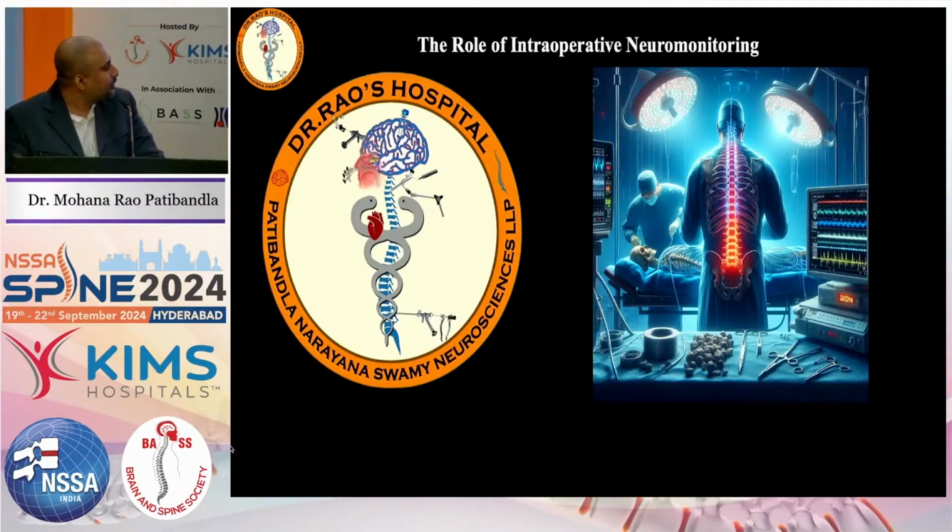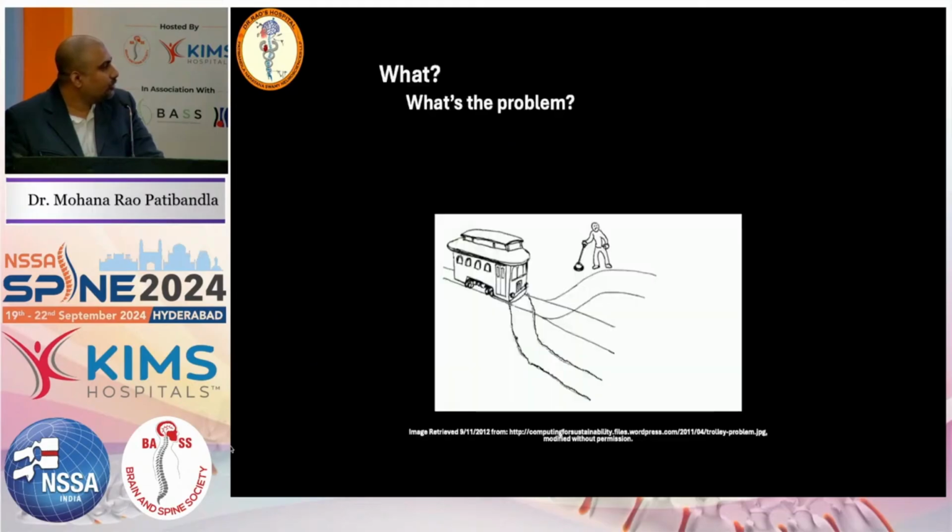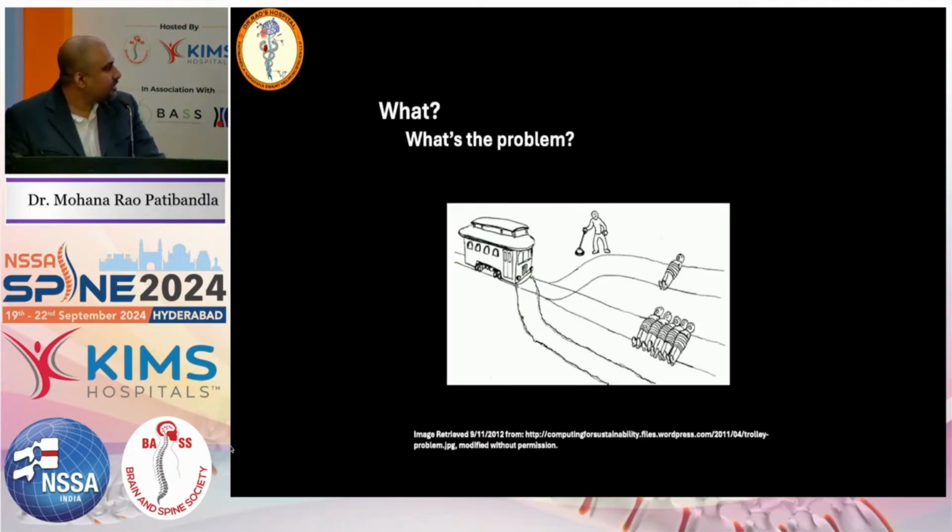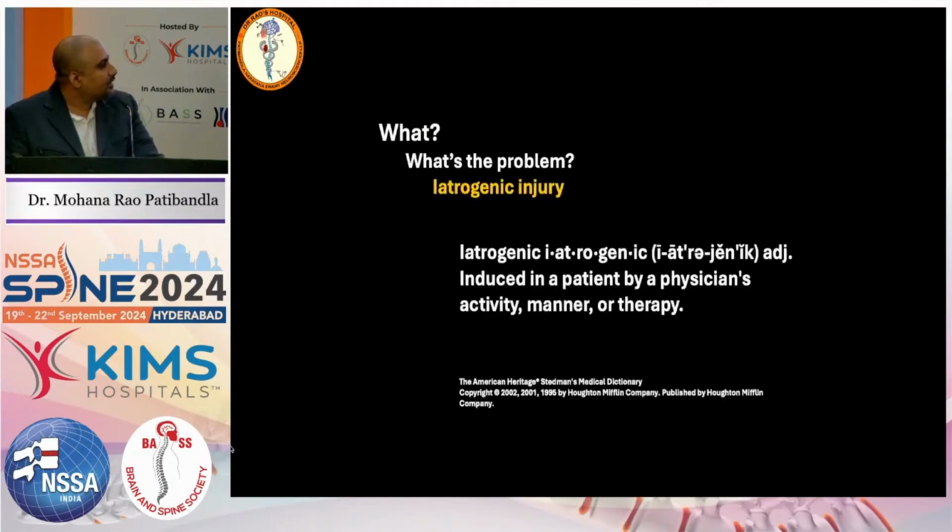So the role of intraoperative neuromonitoring: basically what, when, where, why, who, how. If any person sees through this image, there is no problem. But if you see this image, only one way is better than the other two ways. So how can we identify this? The problem here is the surgeon itself. Iatrogenic injury is the major problem here.